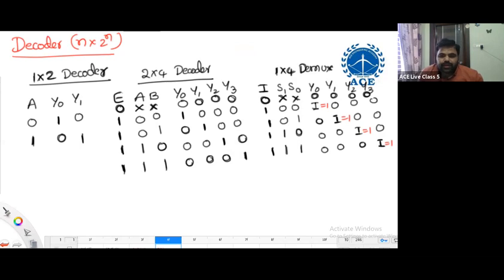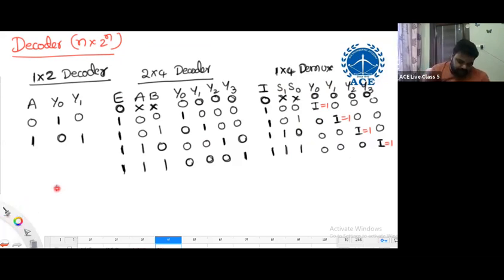So what we are understanding here, these two tables are giving the same functionality. These two are similar. Then what we can say? A decoder with an enable input is equal to a demultiplexer, or a demultiplexer also can be used as a decoder with an enable input.